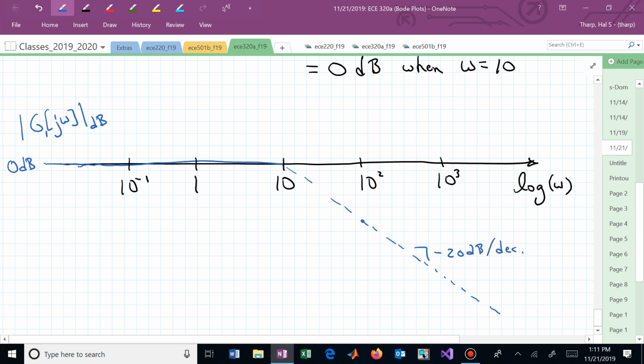How do I incorporate the other term? This right now is the pole factor's contribution to the magnitude. I haven't yet introduced the gain, but the gain was just minus 6 dB. That just shifts everything down by 6 dB.